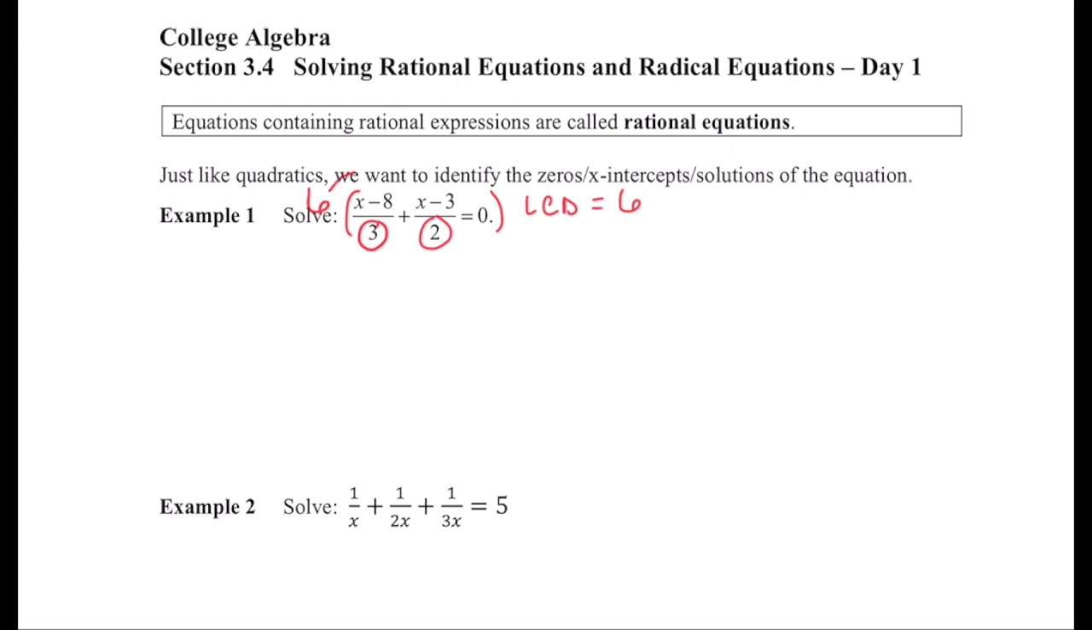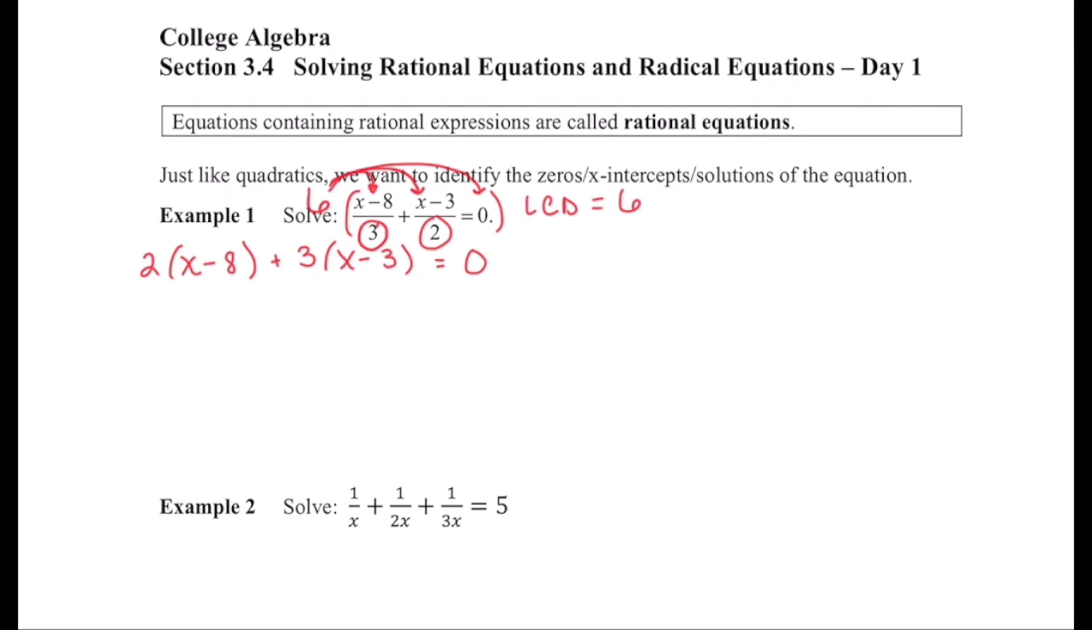When I take 6 times my first piece here, I'll have 6 divided by 3, which is 2 times the quantity x minus 8. Plus, when I take 6 times the second piece, I'll have 6 divided by 2, which is 3 times the quantity x minus 3. And 6 times 0 will still be 0. This looks much nicer to solve.